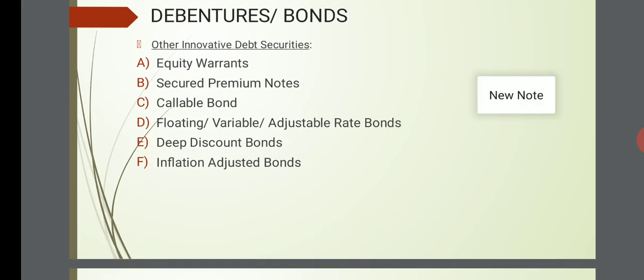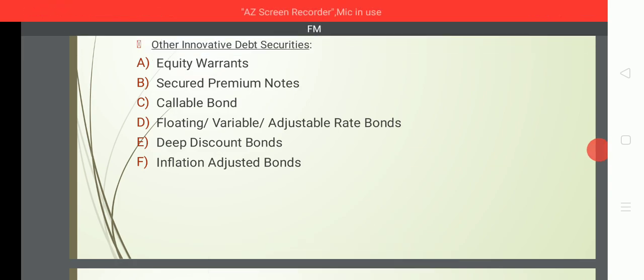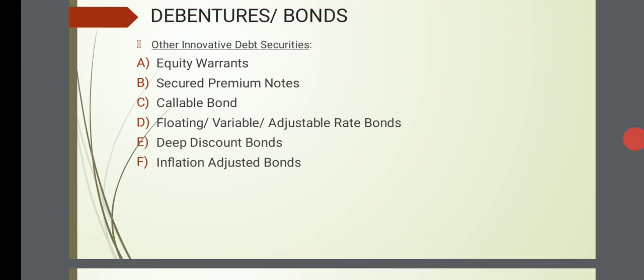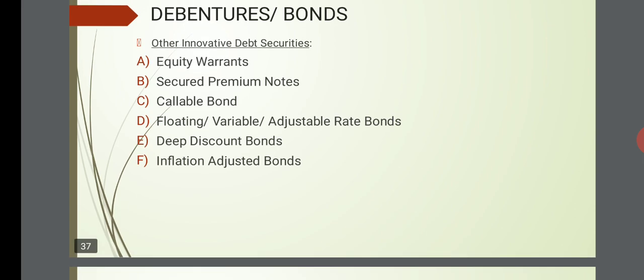Now, other innovative debt securities are equity warrants, secured premium notes, callable bonds, floating, variable, adjustable rate bonds, deep discount bonds, inflation adjusted bonds. Equity warrants are the warrants where a person is given a warrant and he can convert that warrant into an equity share in the future. Secured premium notes are notes where some premium is fixed for them and they can take it in the future.